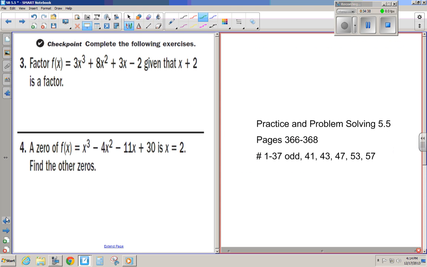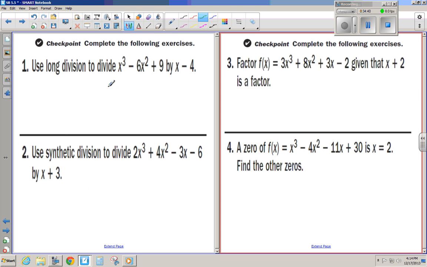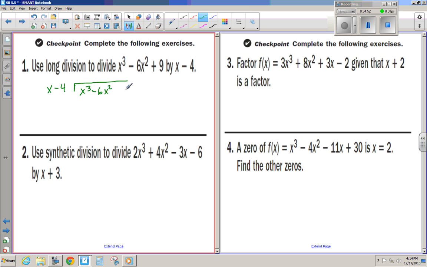All right. So I'm going to go ahead and help you finish these. The long division one, let's try to work it out. You have x minus 4 going into x cubed minus 6x squared plus 0x plus 9. So, like the beginning of the video, you look and say what times x gives you x cubed? That would be an x squared.